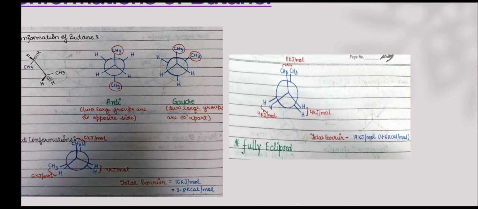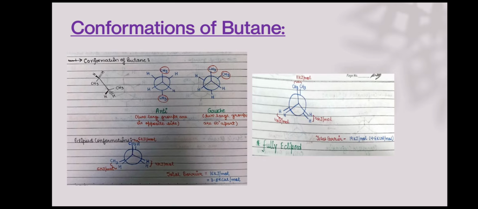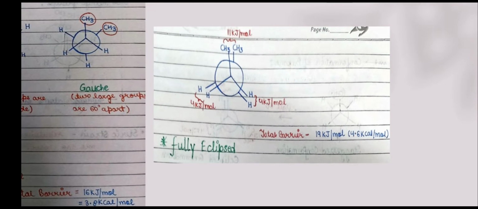Basically, eclipsed conformation can also be broadly classified into two different types, one being fully eclipsed and the other being partially eclipsed. What we are witnessing in front of us is the fully eclipsed conformation, and the total energy barrier is 19 kilojoule per mole, which can be summed up as 11 kilojoule per mole between CH3 and CH3, and 4 kilojoule per mole each between two pairs of hydrogen atoms.